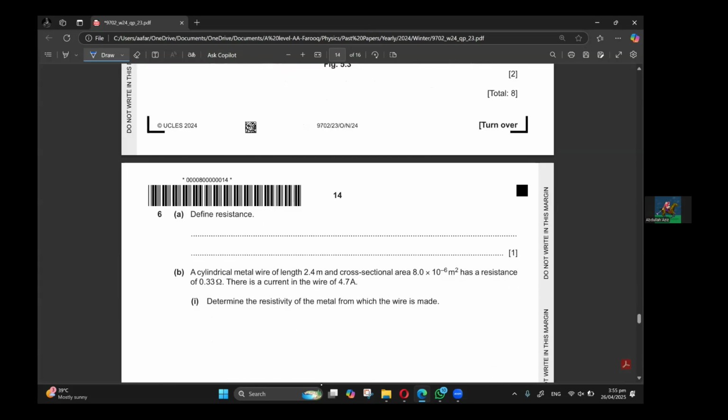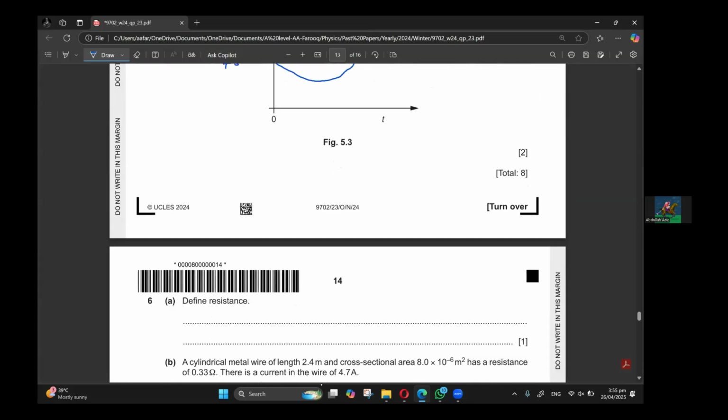Find resistance. Resistance: V is equal to IR, so resistance is voltage over current, the potential difference per unit current.